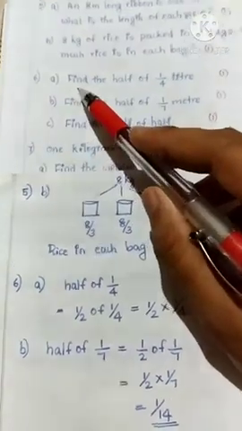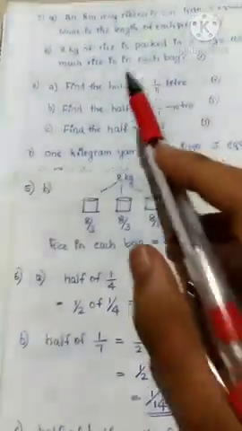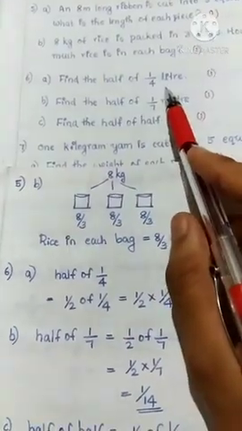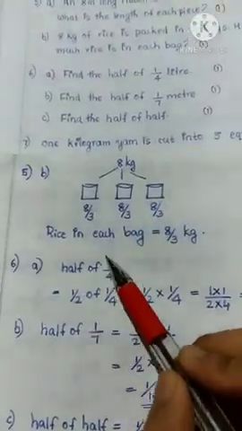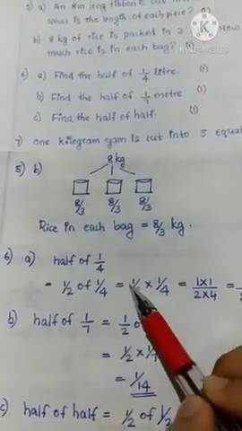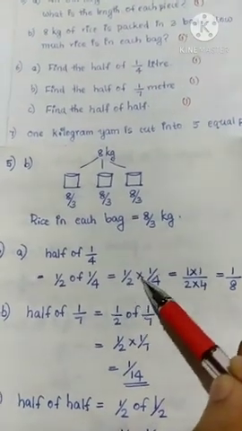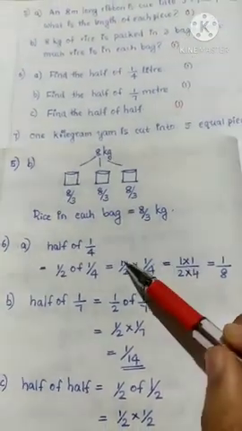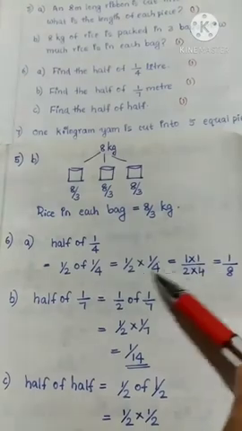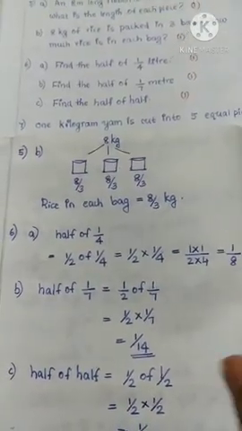Sixth question. Find the half of 1 by 4 liter. So half of 1 by 4 liter means what? Half of 1 by 4, that is half into 1 by 4. So half into 1 by 4 means 1 into 1 divided by 2 into 4, that is 1 by 8 is the answer.